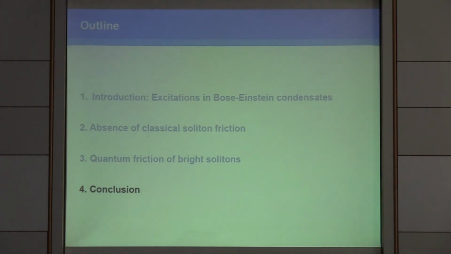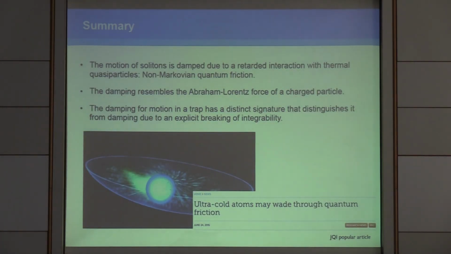I'm at the end of this talk. In the summary, we can show that there are classical no-go theorems for the absence of soliton friction. A pristine one-dimensional quantum gas can circumvent them. And there's a different type of friction that resembles the Abraham-Lorentz force of an accelerated charge, and which might be observable with current quantum gas experiments.